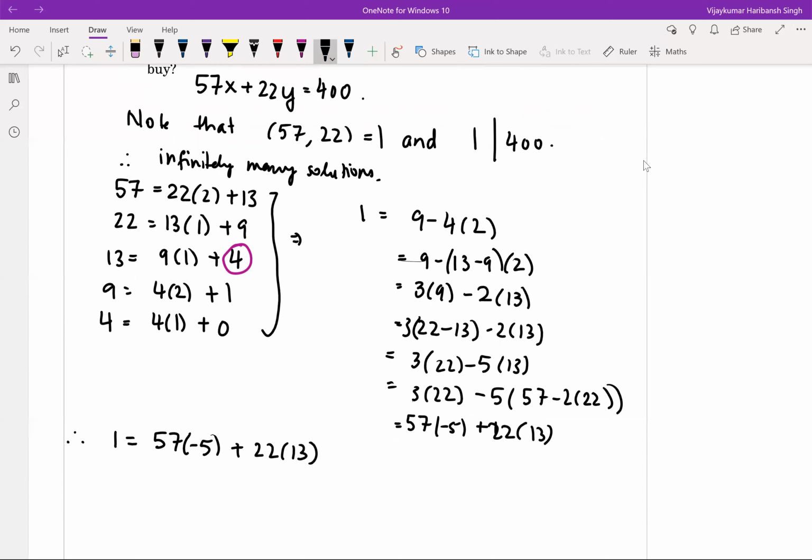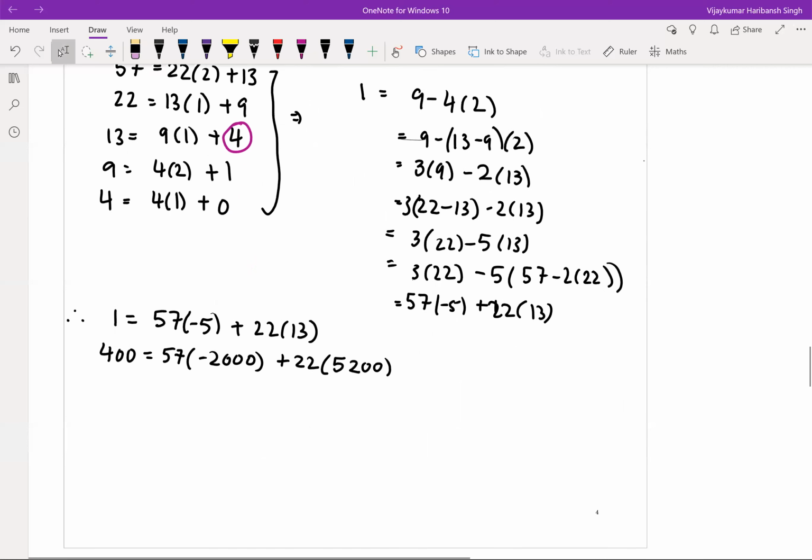Now, what do we get? Multiply throughout by 400, and you'll get 400 equals 57 times minus 5 times 400, which is minus 2000, plus 22 times 13 times 400, which is 13 times 4 is 52, so 5200. Now, this is your A, this is your X naught, this is your B, this is your Y naught.